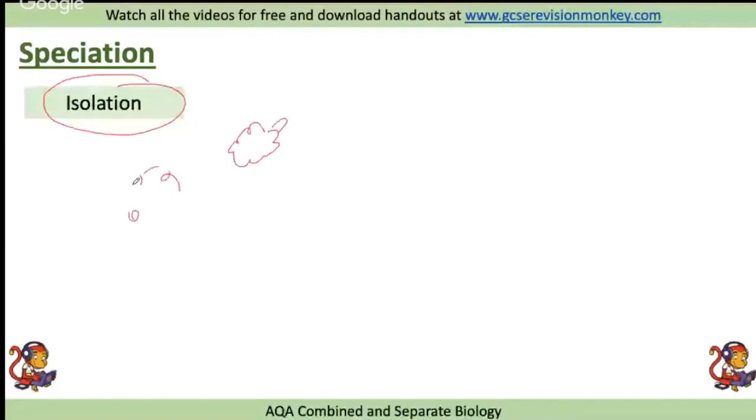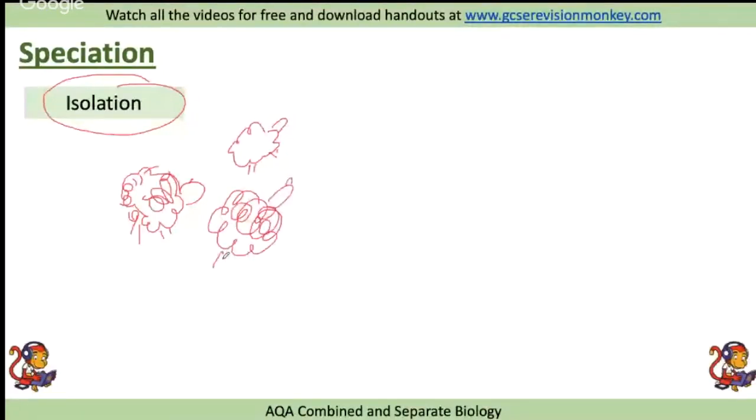Speciation then, leading on from natural selection. If you have isolation, so two populations, let's take some sheep, for example. Just by nature, some of those sheep will be naturally fluffier than the other ones. So let's do some normal sheep and some really fluffy sheep, like so.